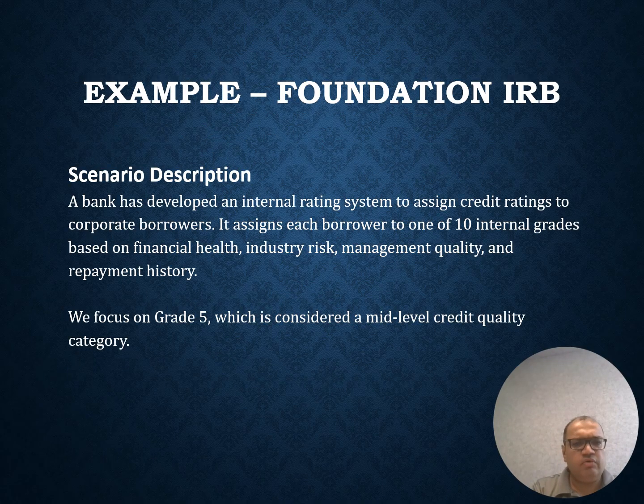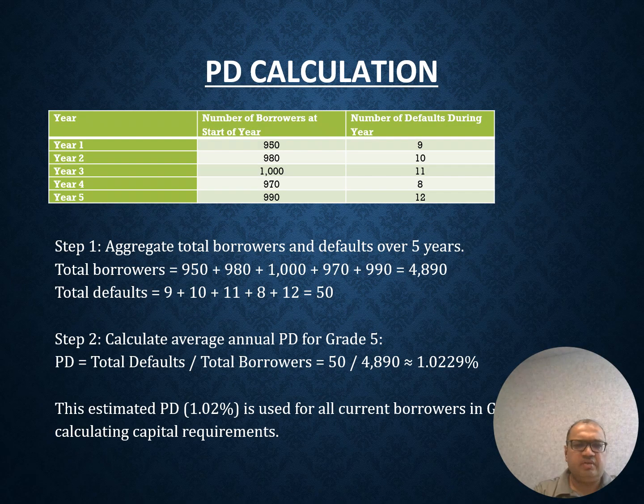Over here, an example of the foundation approach. Again, it's a very simplified version I've given, otherwise the calculations themselves need another workshop. Basically, we have just given an example of 5 years, and in those 5 years, the number of borrowers at the start of each year and the number of defaults. Then we say, okay, we'll focus on category 5, those having a 5 rating. If you add all of them, the total borrowers are 4890 and the total defaults are 50. So 50 over 4890 comes to around 1.02%, which the bank can use. This is their default history for grade 5.